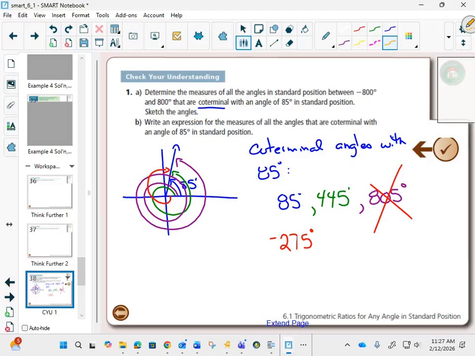And we've got another one here where we could start here, all the way around once, all the way around again. If I subtract 360 off of this one again, I'm going to get, in orange, negative 635 degrees. Can you see that if you subtracted 360 again, you would go past negative 800? So this would be the answers of all the angles that are coterminal.